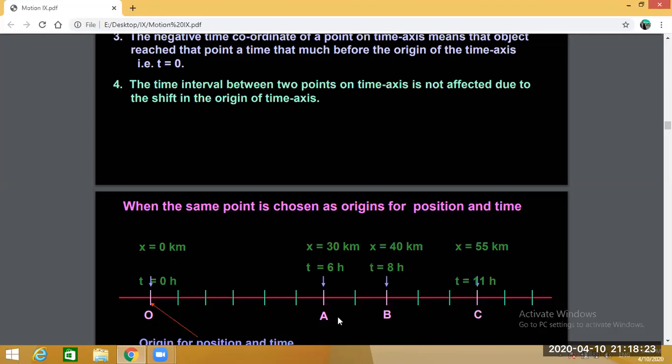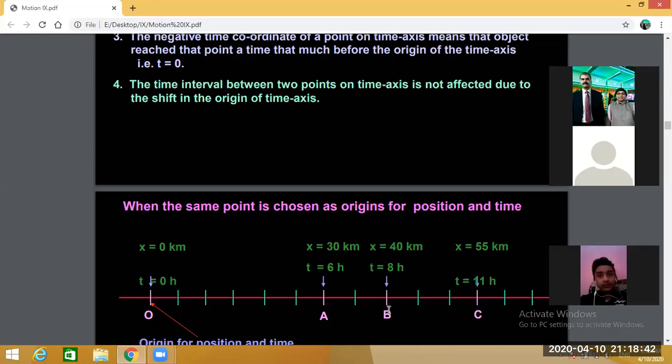So when we come to point A, position becomes 30 kilometer and time becomes 6 hours. On the other hand, when we reach point B, starting from O, position becomes 40 kilometer and time becomes 8 hours.